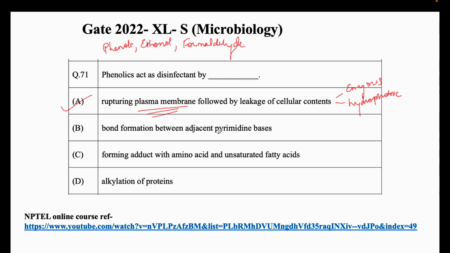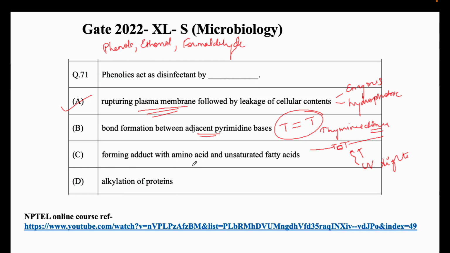Bond formation between adjacent pyrimidine bases: you know the example, the thymine dimers. If there are adjacent thymines in a DNA, they can form a dimer, and this thymine dimer is usually formed by UV light. We studied this in the last lecture. UV light is able to form dimers between adjacent pyrimidine bases. Thymine is a pyrimidine, so thymine dimers are formed by UV light.